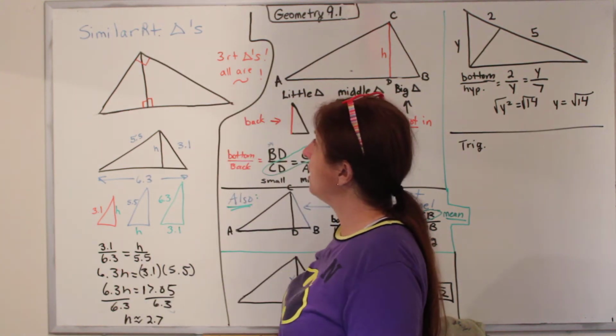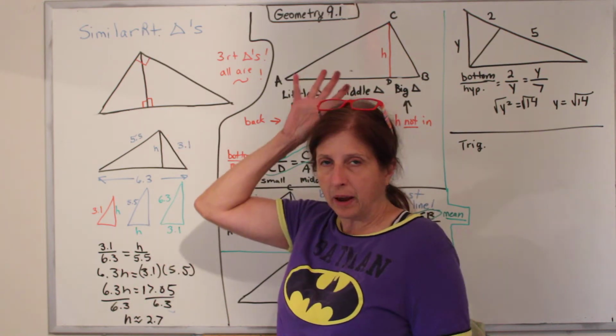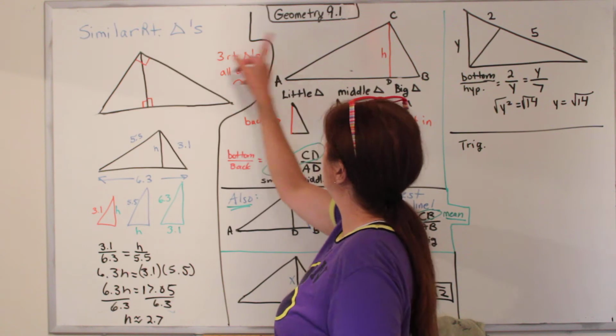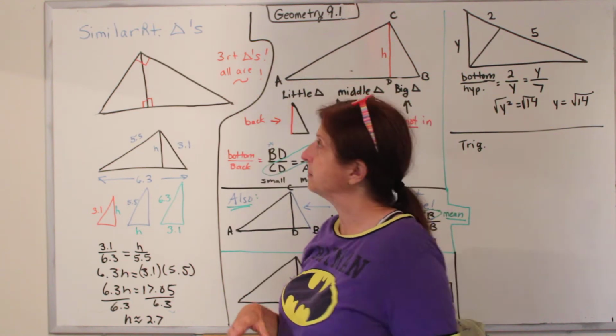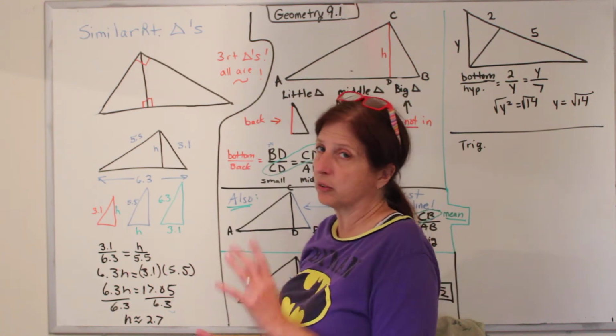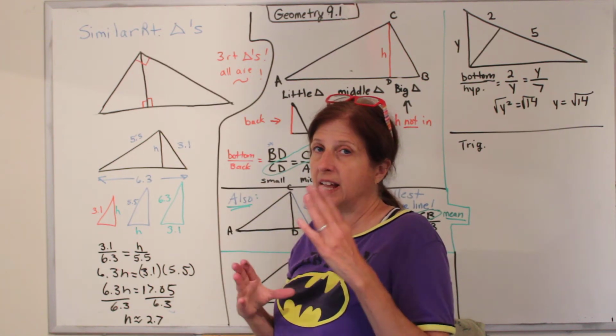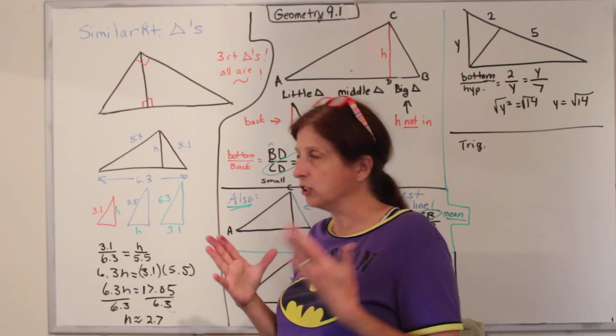Alright, so now how we're going to learn trig is we're going to talk about right triangles, ones that have one angle that is 90 degrees. And in particular right now, we're going to talk about similar right triangles, ones whose side lengths are proportional, okay?